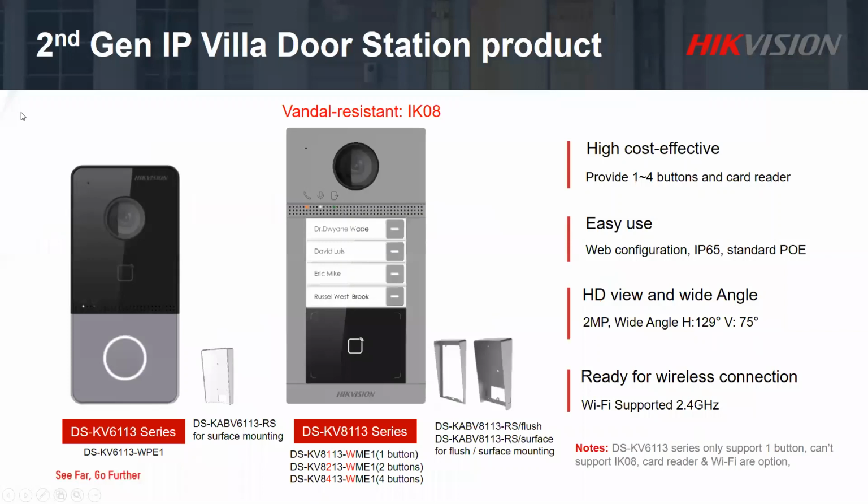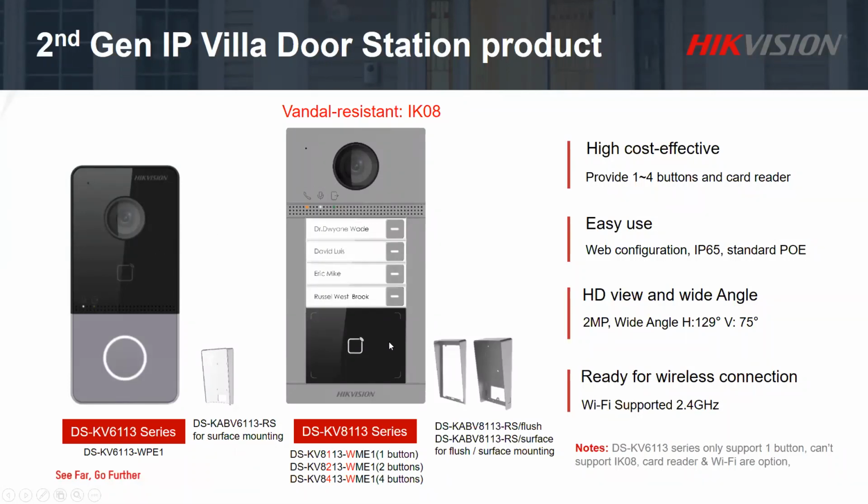Okay, and then for the Vela door station, these are the ones that we currently have. On the left is our 6 series small version Vela door station, 1 button only. This model displayed here has a card reader and the 1 button. If the model has a W at the end, that means it also supports Wi-Fi. You can also order a separate radio to go with the installation.